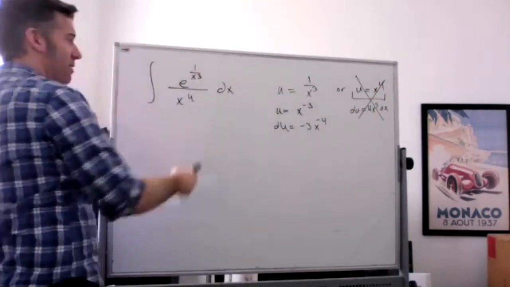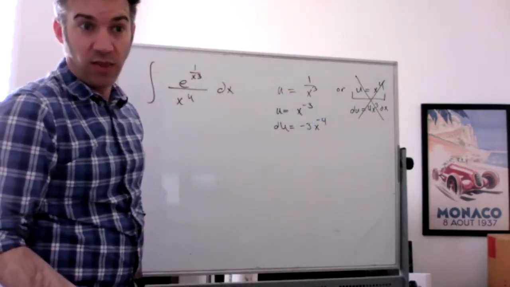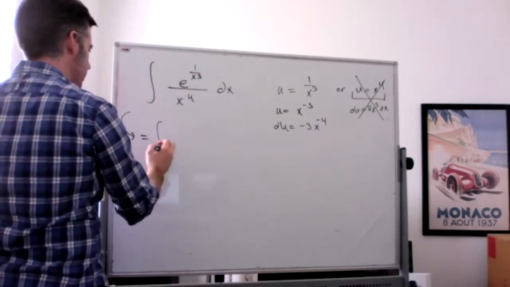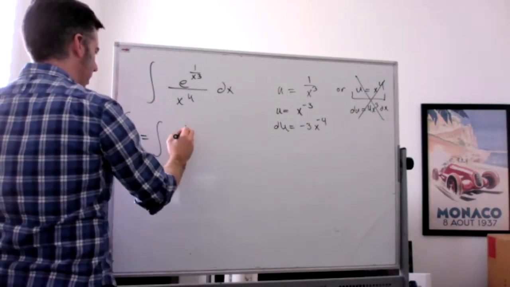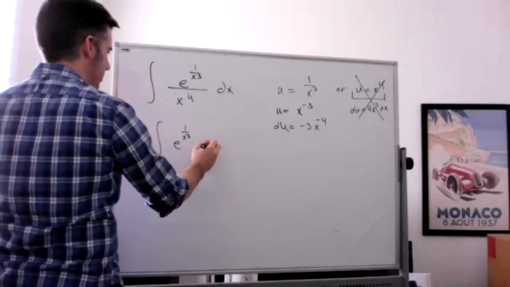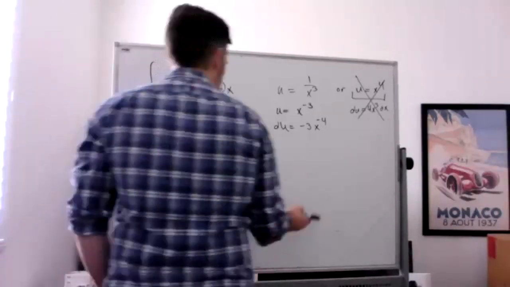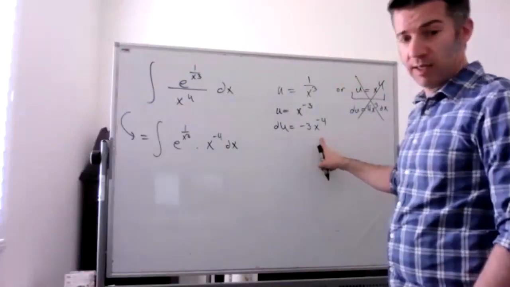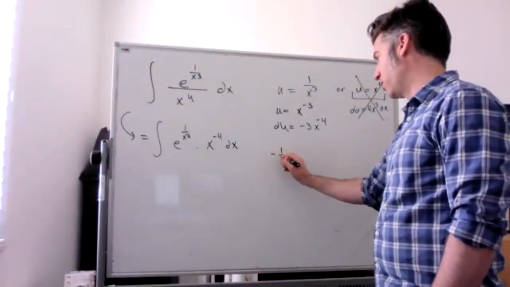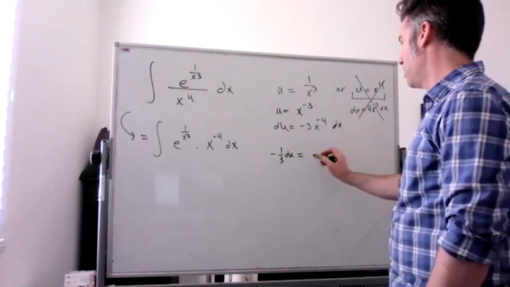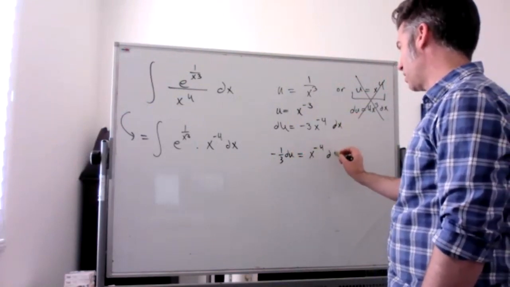Which I do have an x to the negative 4th. It's just not written that way. So I can rewrite my integral as e to the 1 over x cubed times x to the negative 4th dx. Then if I divide both sides of this by negative 3, I get negative 1/3 du equal to, I forgot my dx here, sorry about that, equals x to the negative 4th dx.